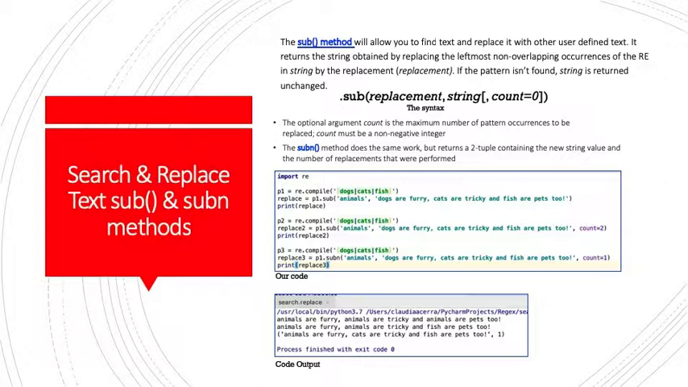Now we get to the subn. Now subn, the method does the same except it returns the tuple. It will also return the number of replacements that were performed. So here we have it in a tuple. Animals are furry, cats are tricky, and fish are pets too. Because our count is 1, it shows 1, and it only replaced 1 time. Animals, right? Cats and fish are there in their original form.